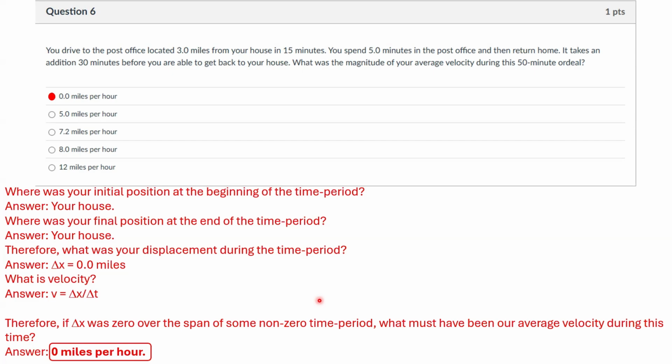This is just really, do you understand what displacement means and how it relates to velocity? Where did you start? Your house. Where did you end? Your house. So for the full trip, what was your displacement? Your displacement was 0. You began and ended at the same place. What is the definition of velocity? It's a displacement divided by a time. What is the displacement part of that? 0. What is the time part? 50. What's 0 divided by 50? 0. What was your average velocity? 0 miles per hour.